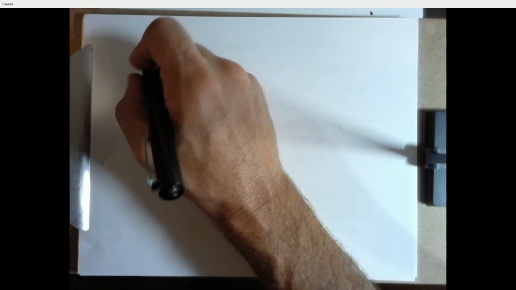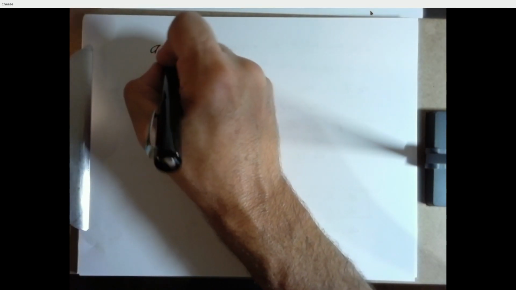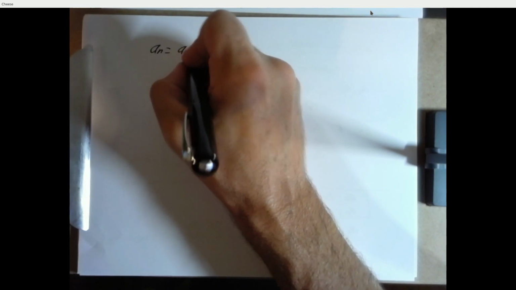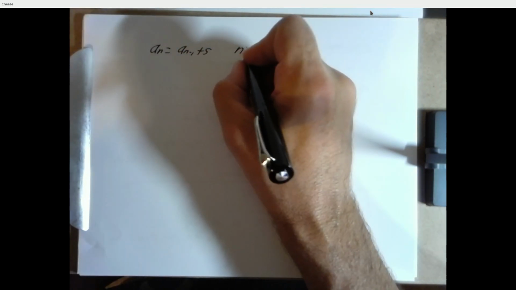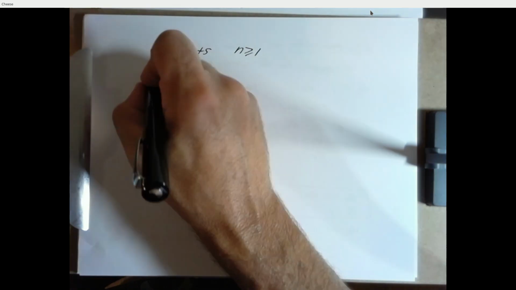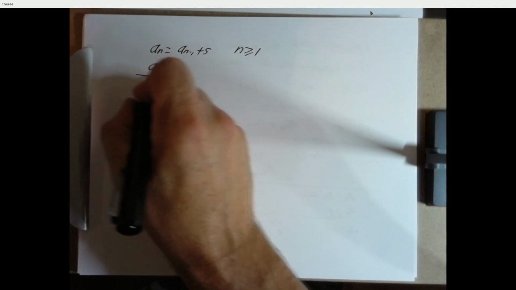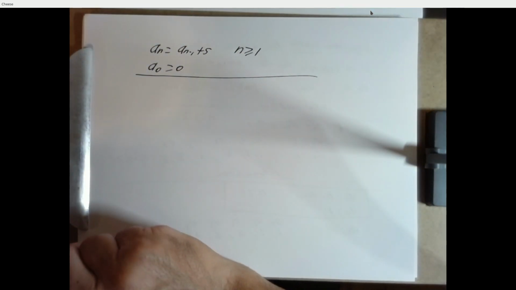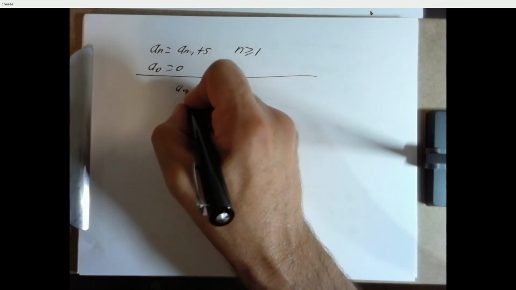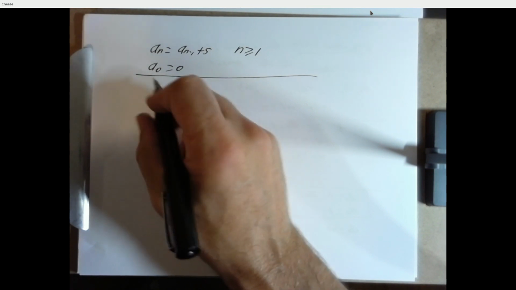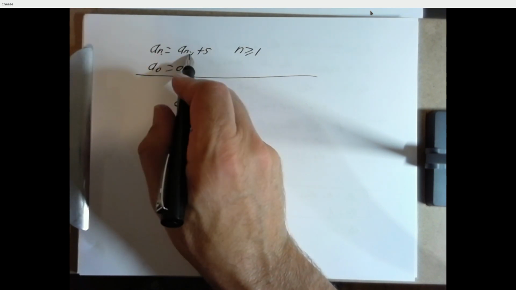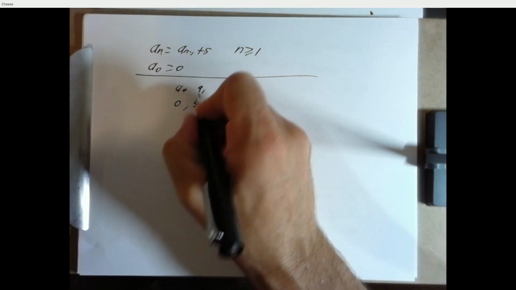We can use recurrence relations for all kinds of sequences. For example, suppose we have the following relationship. an is equal to an minus 1 plus 5, for n bigger than or equal to 1, and a0 is equal to 0. So what's the sequence defined by this recurrence relation? Well, the first term a0 is just 0. The second term a1 is going to be a0 plus 5. That's going to be 5.